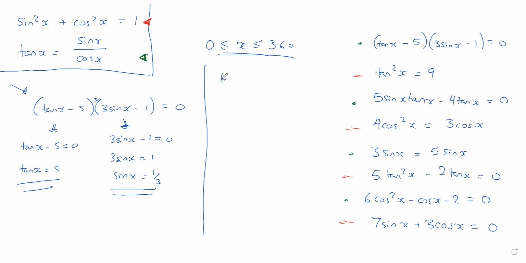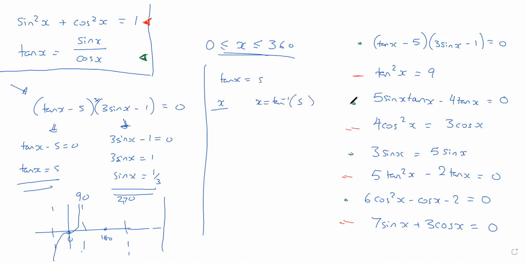Okay, so tan x equals 5. How would we solve that? Well, remember, we need to know how the graph of tan x works. The graph of tan x has an asymptote at 90, and then repeats itself at 270, and again. So that's 180, 0. To find the first x, you just do x equals tan minus 1 of 5.